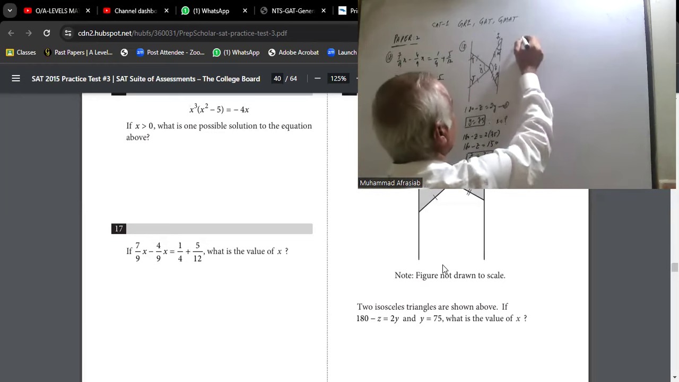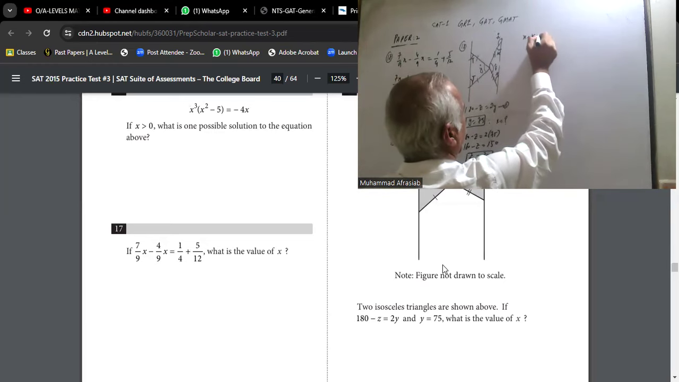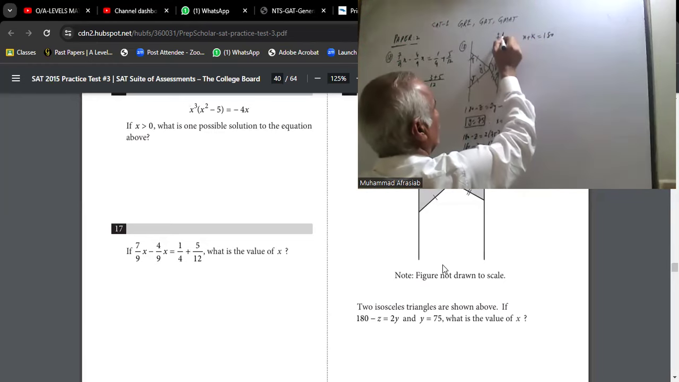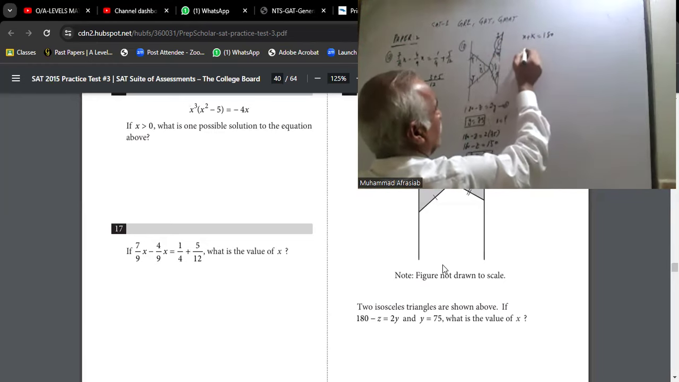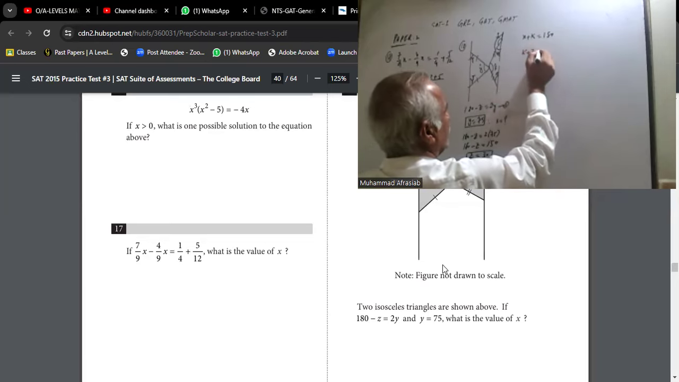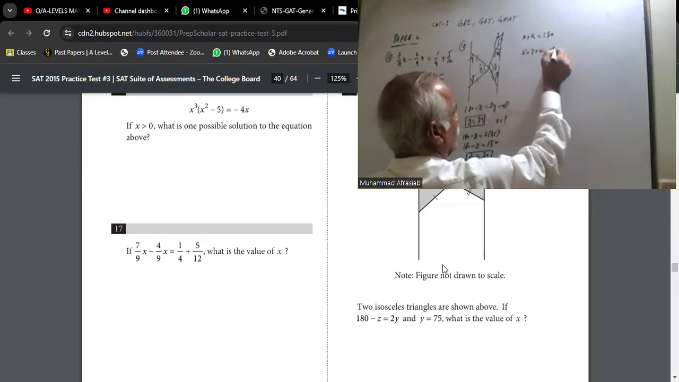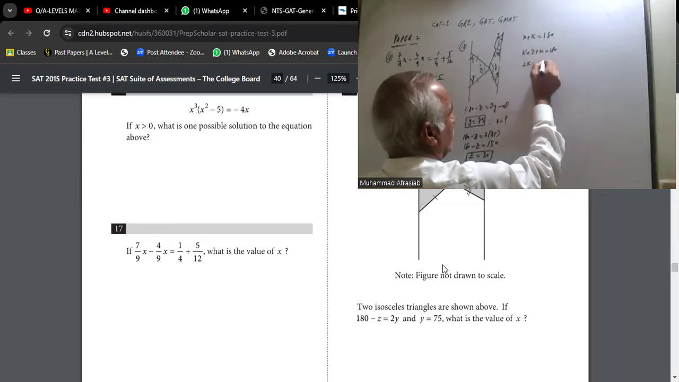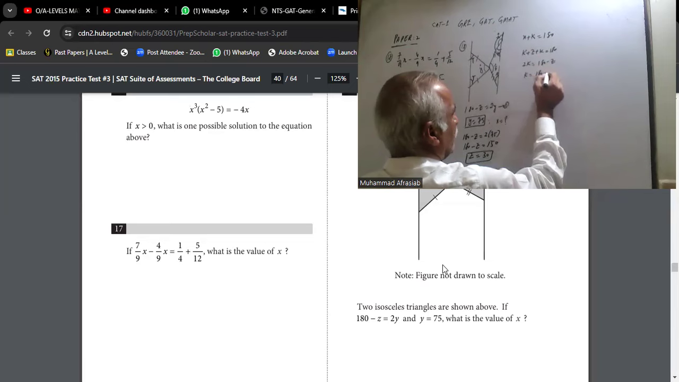So if this is equal to 30, then we know from this figure that x plus k is equal to 180 degrees, because these two are lying on a straight line there. But k plus z plus k is also equal to 180. So 2k is equal to 180 minus z, or k is equal to (180 minus z) over 2.